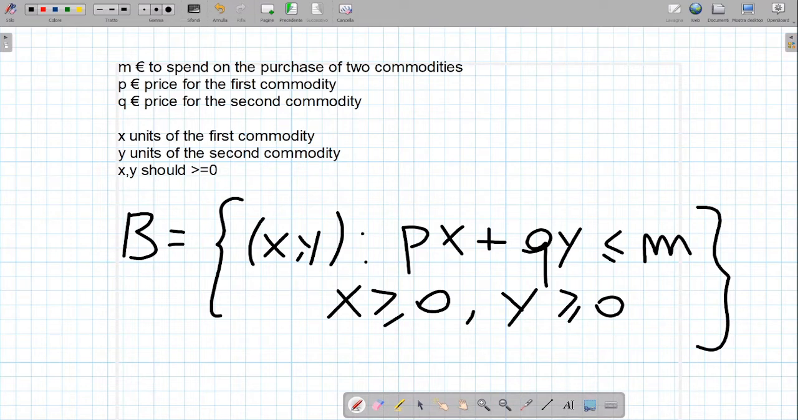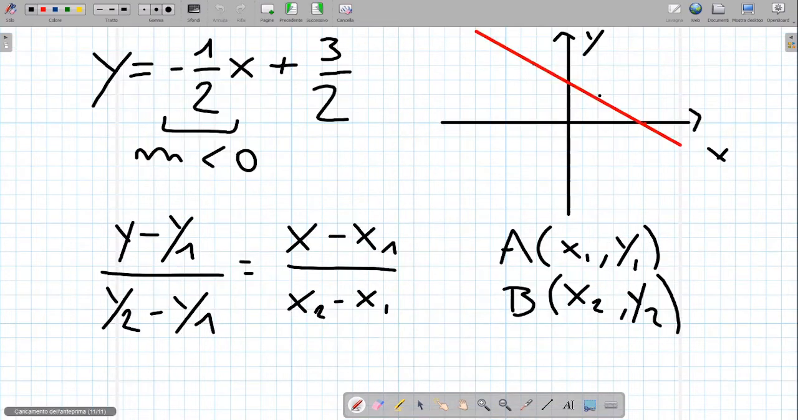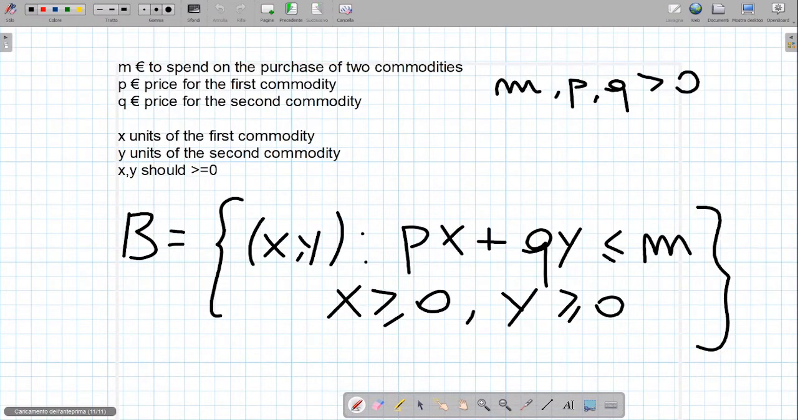Now, I haven't said that, but for sure all the three quantities M, P, Q in this case should be positive. Okay, we are talking about money, about price, so obviously M, P, and Q represent money in quantity, so they should be positive. Okay, so at this stage, I want to make a plot, let's say a sketch of the budget set in the XY plane.